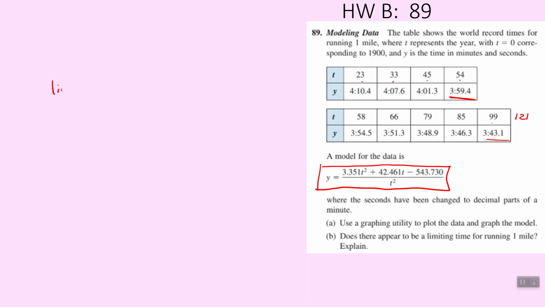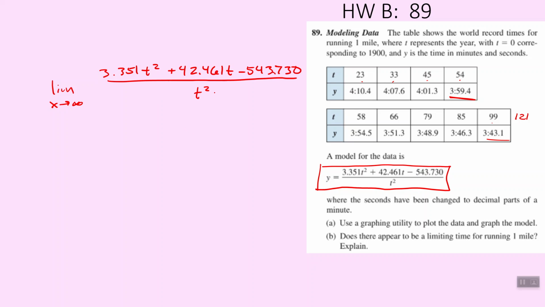And if we want, we could take the limit as t goes to infinity of (3.351t² + 42.461t − 543.73) all over t². What ends up happening here is everything that's less than the degree t², we're not going to care about because it's going to get canceled out. This term is going to be infinitesimally small compared to this one. Same with this minus 500. The only thing we're going to worry about is the highest power of t on top and bottom. And this only works when you're going to infinity.